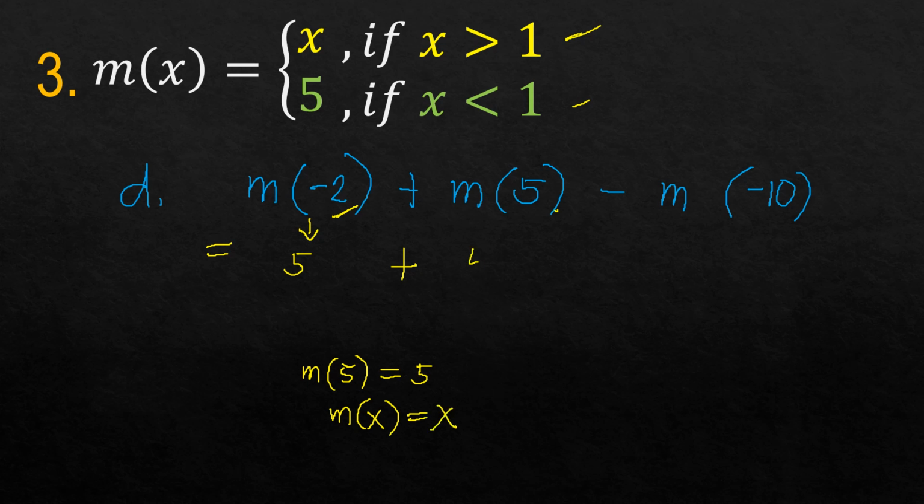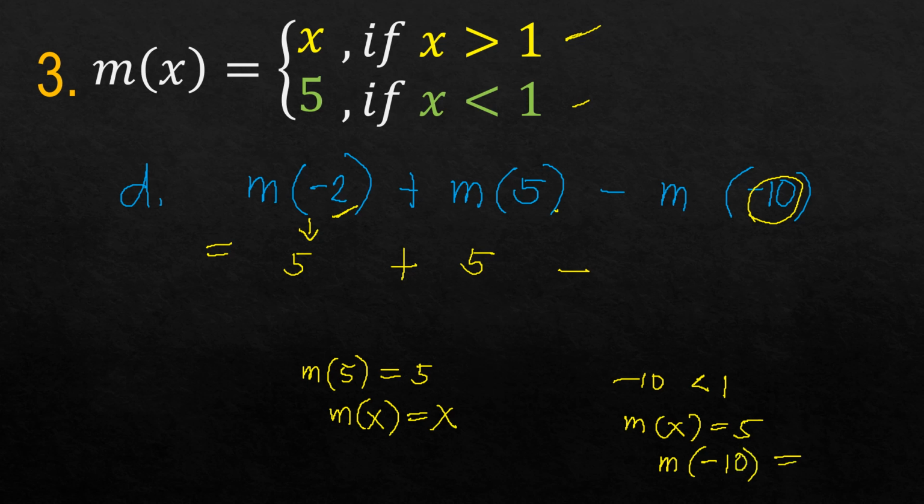So here the answer is 5 minus, so we see here negative 10, and negative 10 is less than 1. So we are using m of x is equal to 5. So we have the answer that is 5, because that is simply a constant. M of negative 10 is 5. So we have minus 5. So 5 plus 5 is 10, minus 5 is 5. The answer is 5.